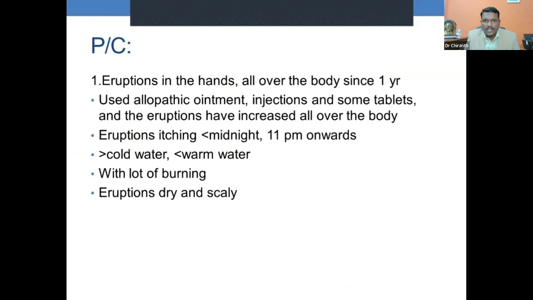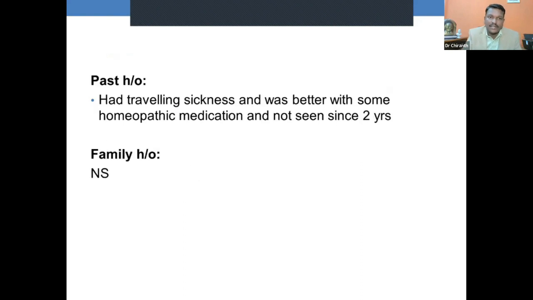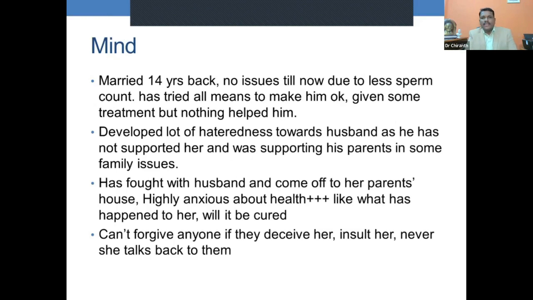So first she said she had this all over the body for 1 year. She used some allopathic ointments, injections, and tablets, and the eruptions increased all over the body. The itching was worse in the midnight, from 11 p.m. onwards, ameliorated by cold water and aggravated by warm water. There was a lot of burning. Eruptions were dry and scaly, and cracked also. Except for travelling sickness, which was better with some homeopathic medication, she didn't have any major past history and nothing specific in her family history.